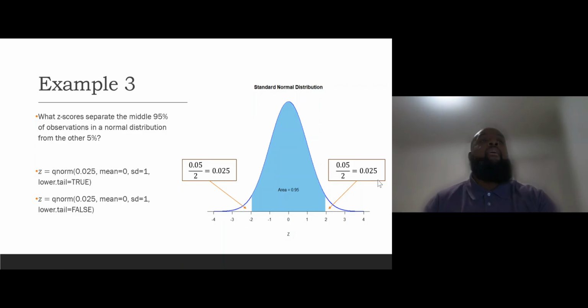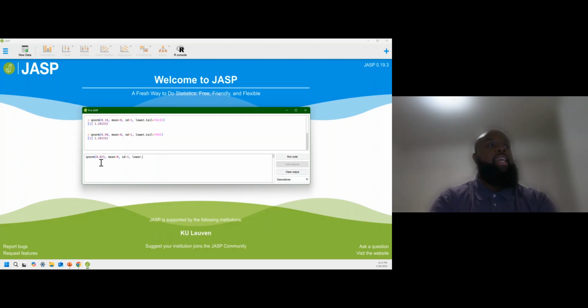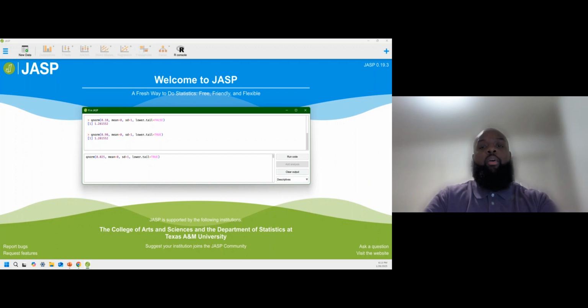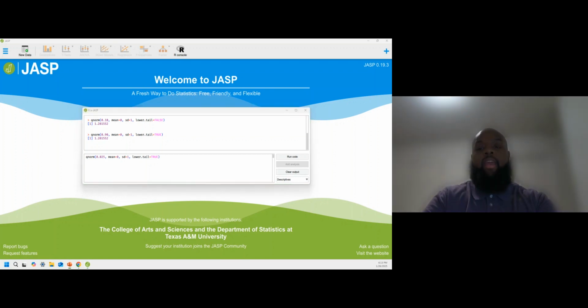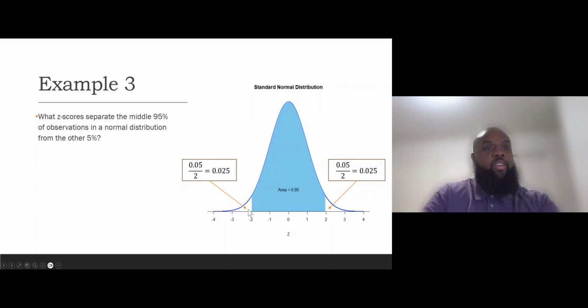All right. And so if I go to Q norm here, I'm going to do 0.025. My mean is 0. My standard deviation equals 1. And lower.tail equals TRUE. Now remember, if I look at this graph, that 0.025, if I were to look back at that graph, this z-score is going to be negative because 0.025 is a negative value. So I should expect a negative value here.